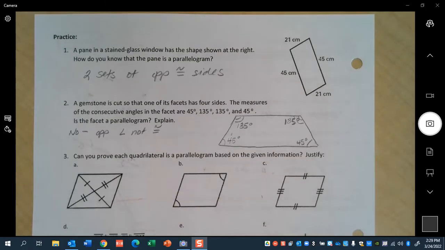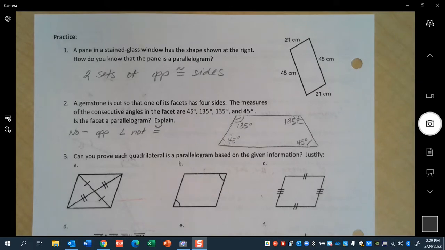All right, so let's just talk about these first two. The painting, the stained glass window, has the shape shown at right. How do you know it's a parallelogram? Because I've got two sets of opposite sides that are congruent. So that's it. Those of you who were sitting around not picking up your pencil and not jumping in, this was an easy one.